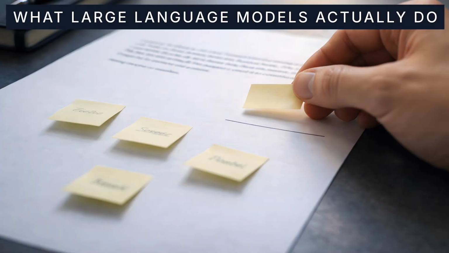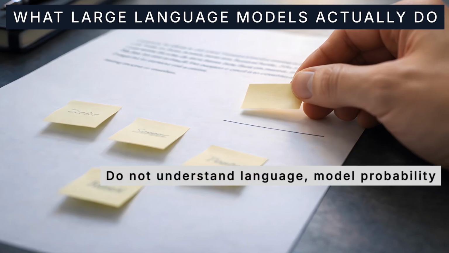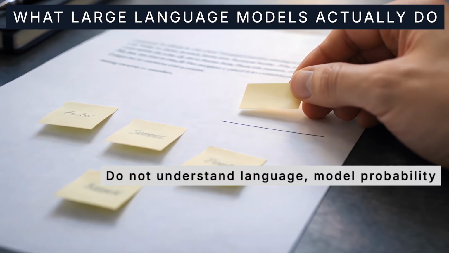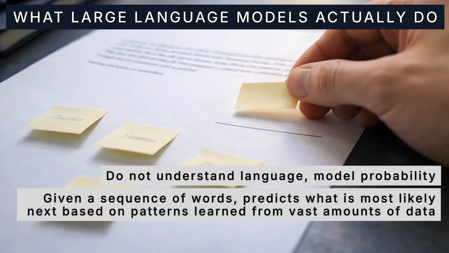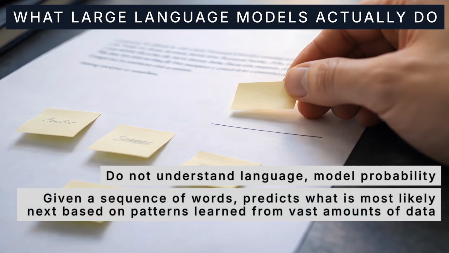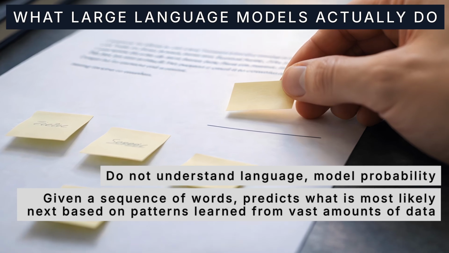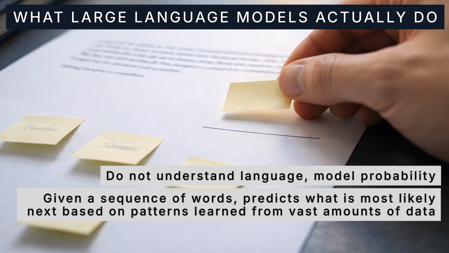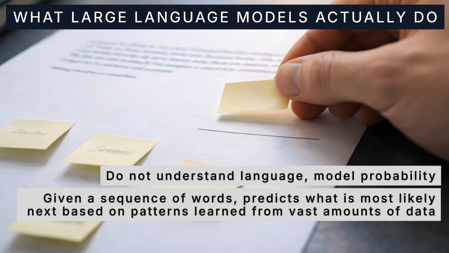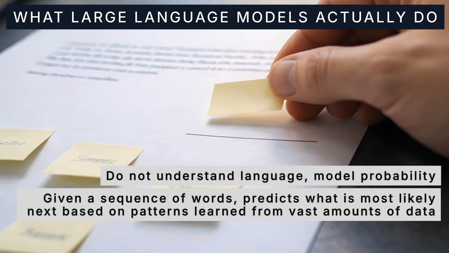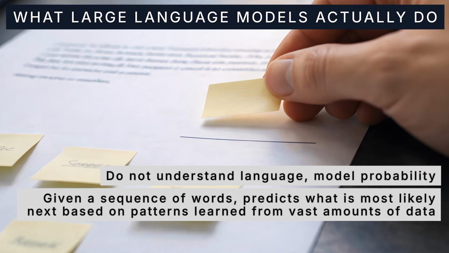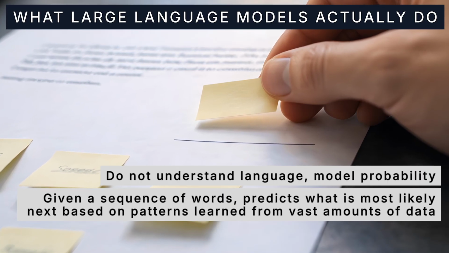What large language models actually do. At their core, large language models do not understand language. They model probability. Given a sequence of words, a language model predicts what is most likely to come next based on patterns learned from vast amounts of data. This process is statistical, not semantic. It is pattern based, not conceptual. It is correlational and not causal.